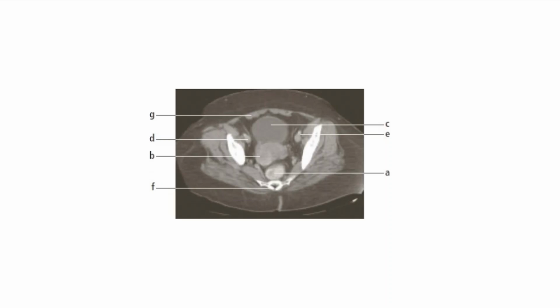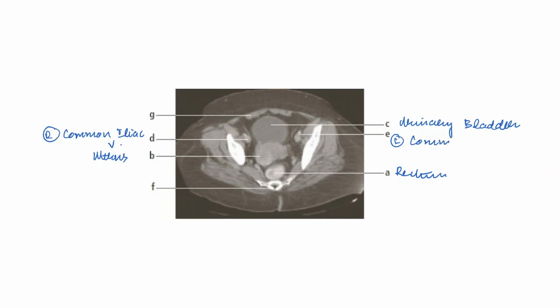Coming to this image, what is A? A denotes rectum, B is uterus, C is urinary bladder, D is right common iliac vein, E is left common iliac artery, F is sacrum, and G is rectus abdominis muscle.